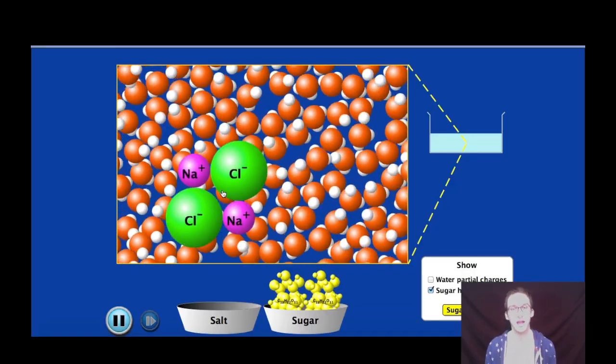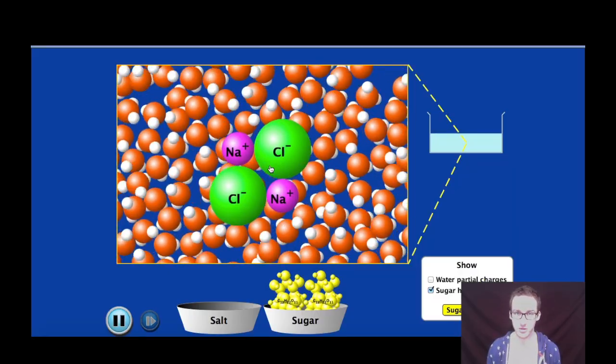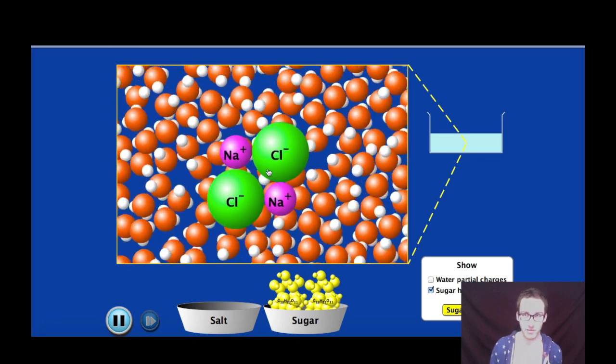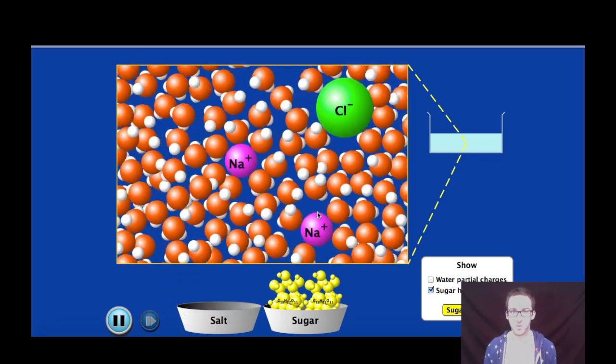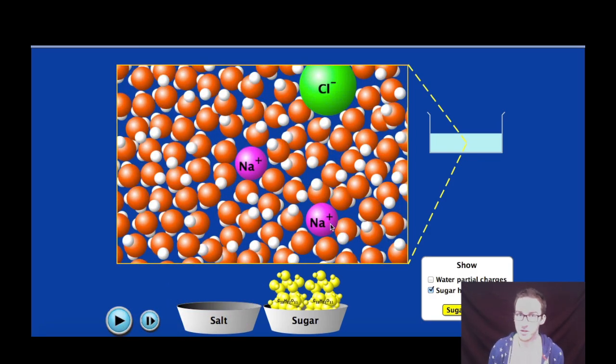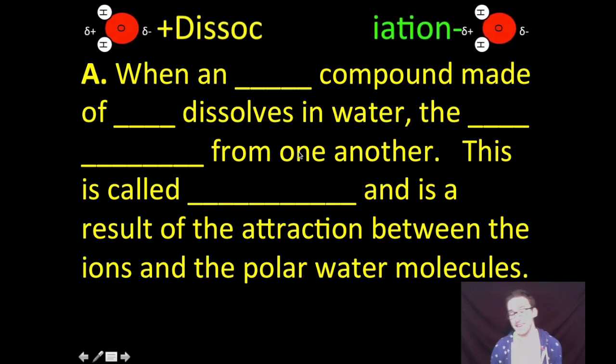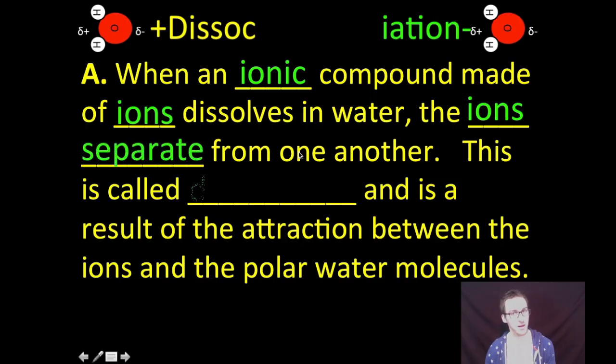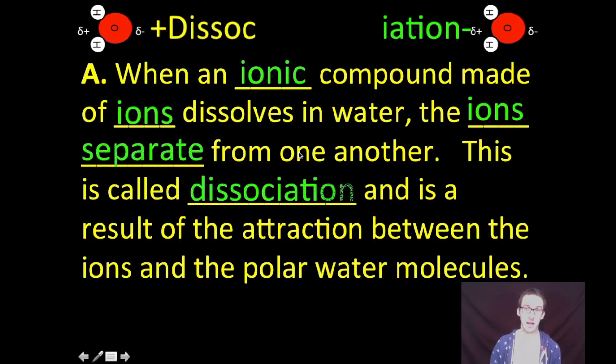And notice the solvent molecules, water, will be attracted to the solute particles, sodium chloride. So I'll just put this in here and see what happens. Whoa, pause it there. The water molecules have sort of pulled the solute apart and dissolved it into solution. Now, when an ionic compound made of ions dissolves in water, the ions separate from one another. This is called dissociation and is a result of the attraction between the ions and the polar water molecules.